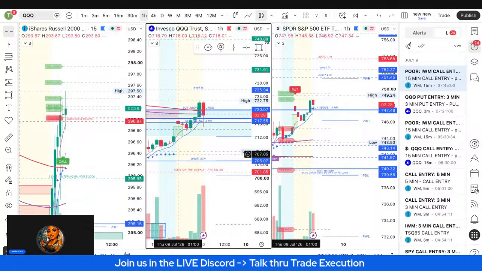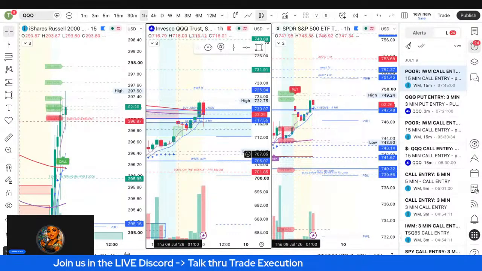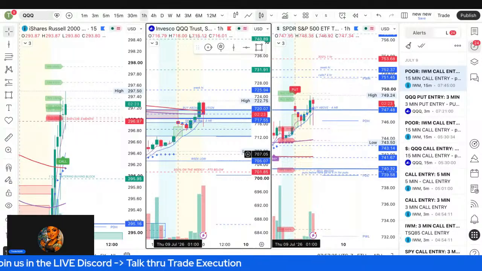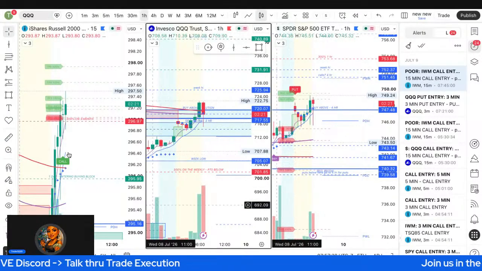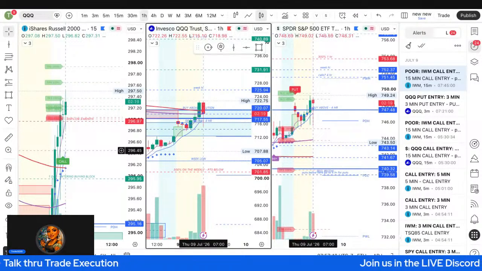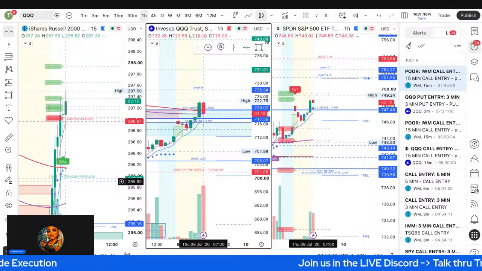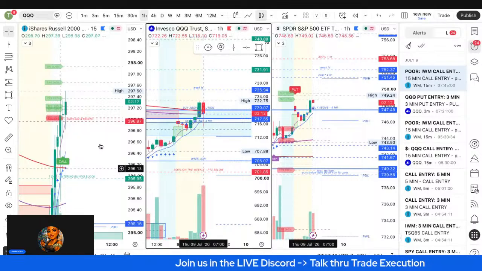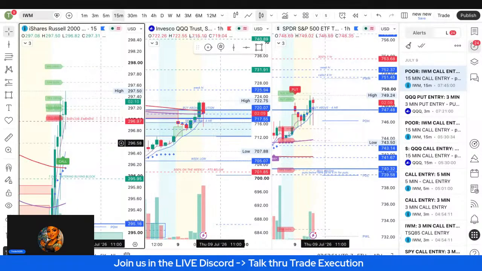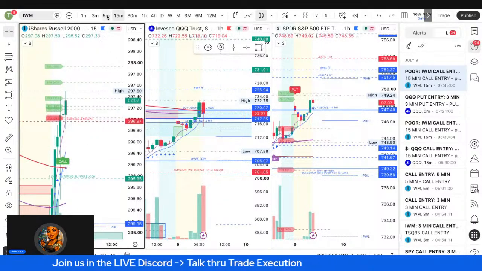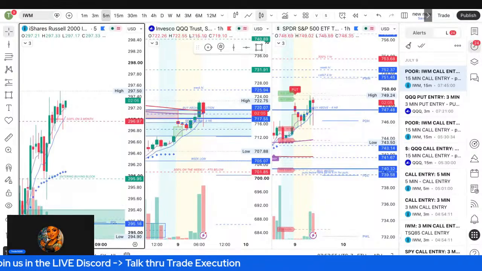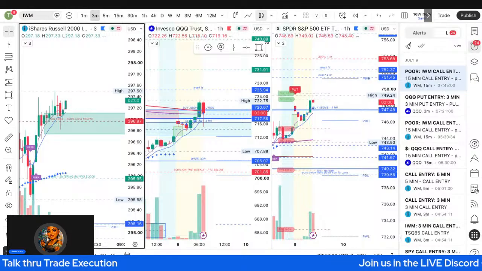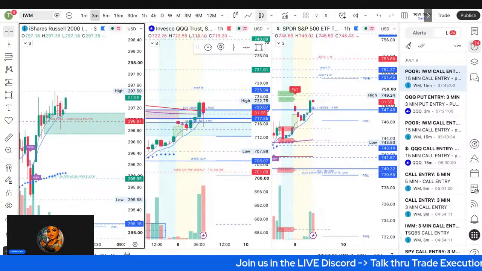I will caution you, just because of how I see this work, we haven't quite had a retest of this APM here. We did retest this 200 though, so let's put this on the 5 minute, because we might get confirmation on the 5 for upside and on the 3 minute. I feel like you can take that with confidence.